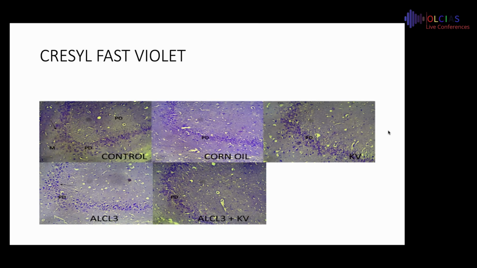And going to the aluminum chloride and Kolaviron group, I see that the Nissl bodies happen to reappear well stained, and there is a lack of chromatolysis compared to the aluminum chloride group that undergoes chromatolysis. Next slide, please.